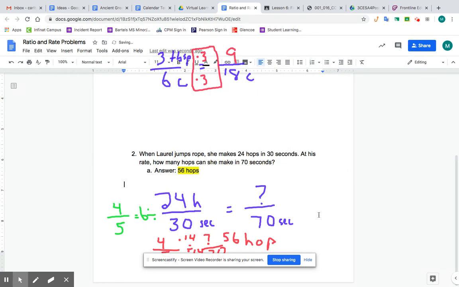And that's it. That's all you need to do. So, couple reminders. Make sure that you set up your proportions with the labels matching up. You could have 30 and 70 on the top. It doesn't matter as long as they are across from one another. In addition, you always want to make sure that you are labeling your answers.